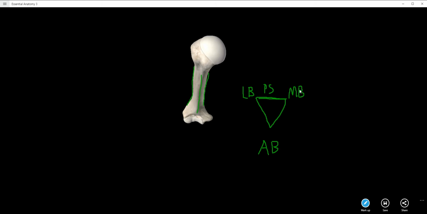Now let's look opposite the medial border. So this would be lateral, but again, it's not a border, it's a surface. So we'll call that lateral surface, and then medial surface. So those are the three borders and three surfaces of the humerus.